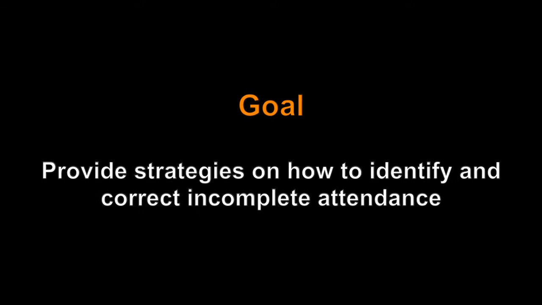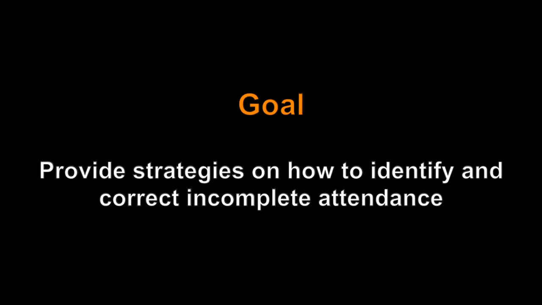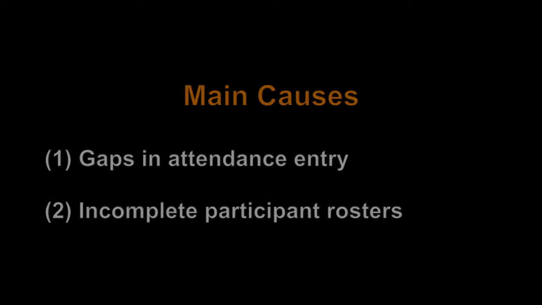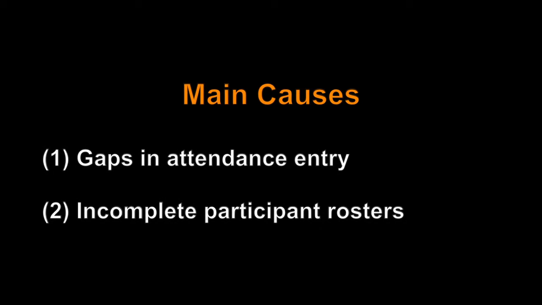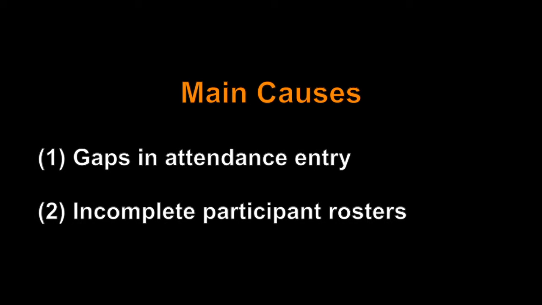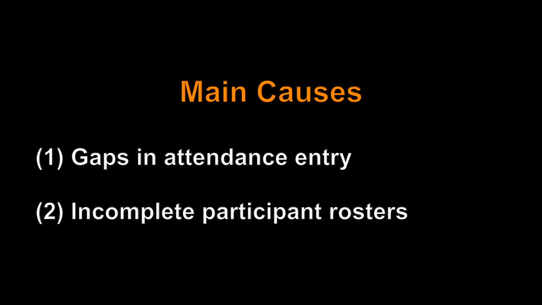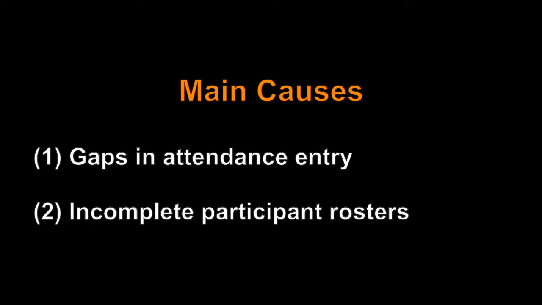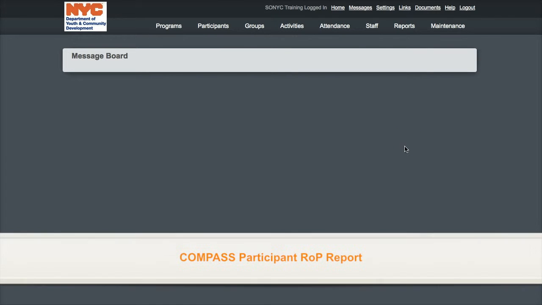This tutorial will review two of the most common reasons for incomplete attendance and offer strategies on troubleshooting each issue. The two main causes for incomplete attendance are gaps in attendance entry and incomplete participant rosters. Incomplete attendance is difficult to identify and fix without running reports. The most useful report for reviewing attendance entry is the Compass Participant ROP report. This report is located under the Reports tab in the Rate of Participation section.